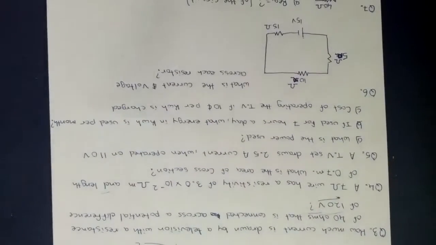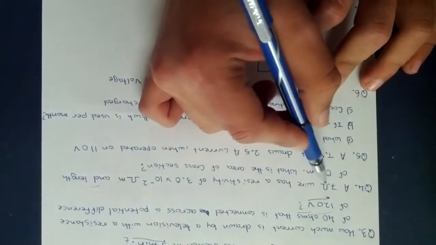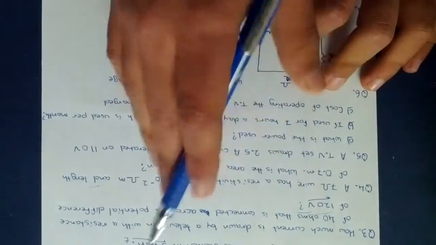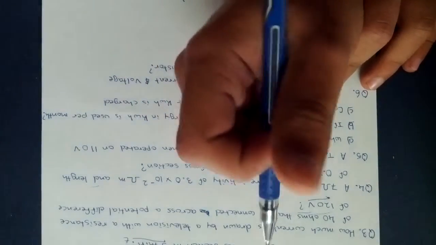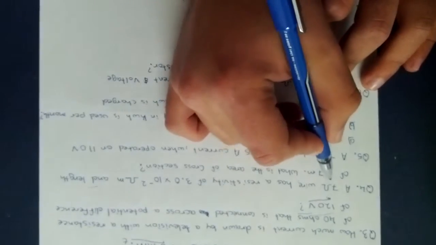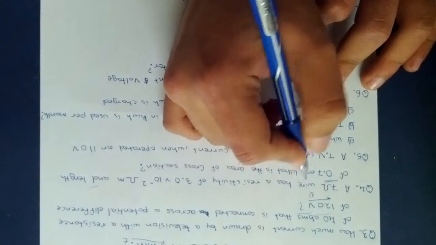So now question number 4 is a bit, now they're starting to get a bit harder. But it's nothing too much, so don't worry about it. A 7 ohm wire has a resistance. Okay, so before we even go on, we need to find out what the important stuff is. So if it's 7 ohms, it's probably going to be important because ohms represent resistance.